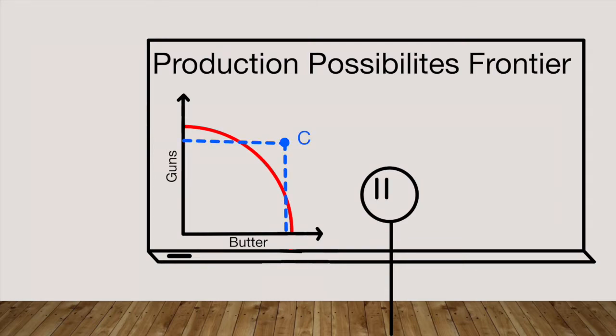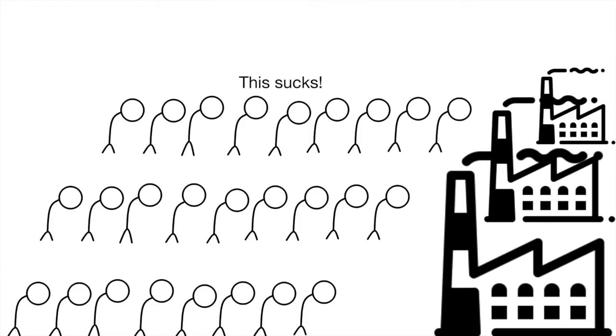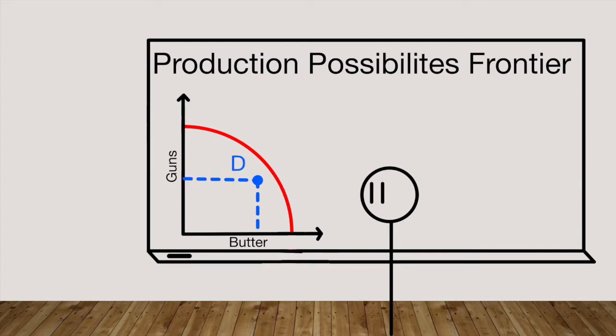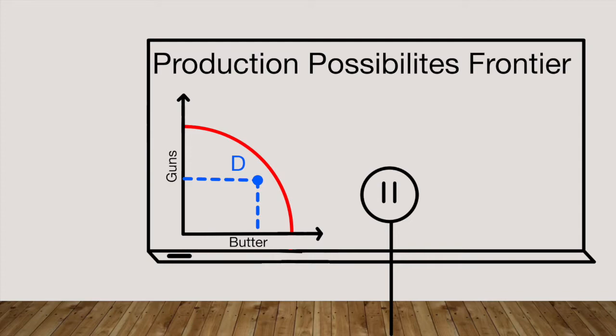Here, point C is beyond our current production capabilities. It is unstable. Maybe people aren't getting enough time to sleep, maybe they are being overworked. Either way, this isn't sustainable. On the other side of the coin, point D is inefficient. If the economy is at this point, it's probably in a recession. The unemployment rate is higher than the natural rate. People don't have jobs, and factories are producing less.